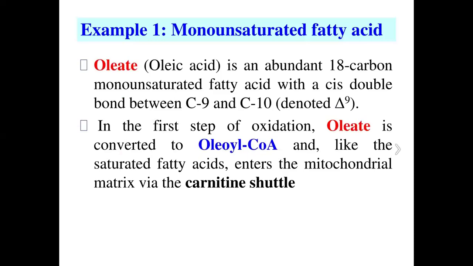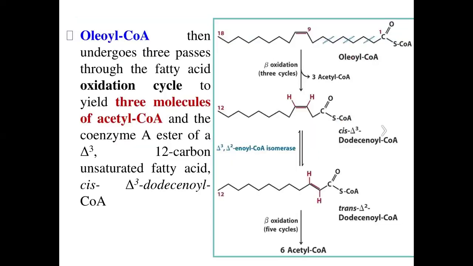For example, when you have a monounsaturated fatty acid, oleate is an 18-carbon monounsaturated fatty acid with a cis double bond between carbon 9 and 10, denoted as delta 9. In the first step of the reaction, oleate is converted to oleoyl-CoA, and like the other saturated fatty acids, enters the mitochondrial matrix via the carnitine shuttle. You remember the activation of fatty acid and the carnitine shuttle. So now oleoyl-CoA undergoes 3 passes through beta oxidation to give us 3 molecules of acetyl-CoA.